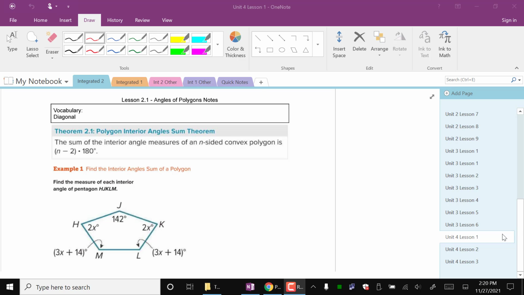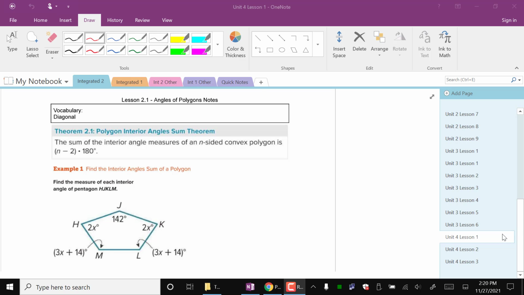So this is going to be inside of the polygon. The sum of the internal angle measures of the polygon is (n - 2) times 180. So whatever the number of angles is, we're going to subtract 2, multiply by 180, and that's going to give us the total sum of the angles.